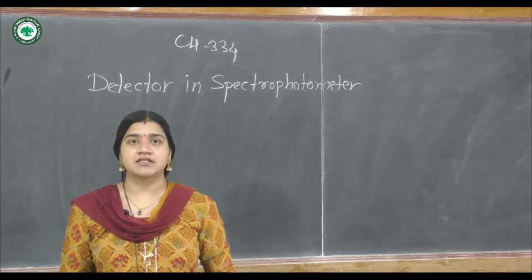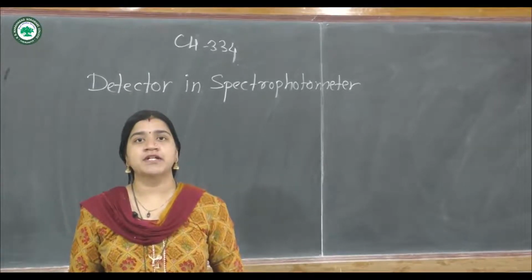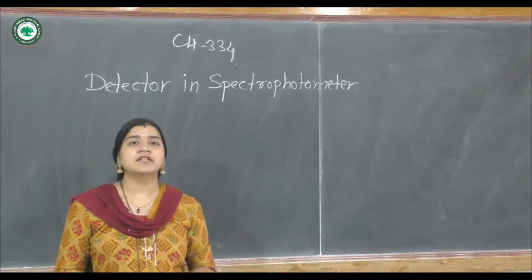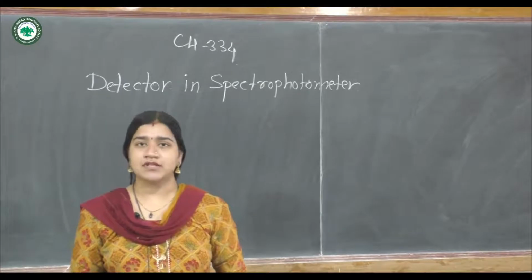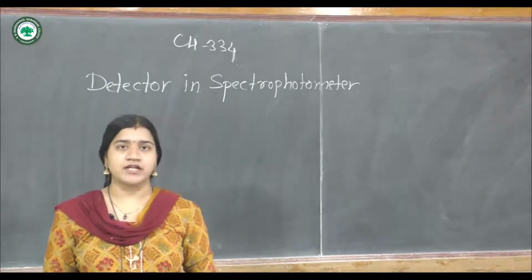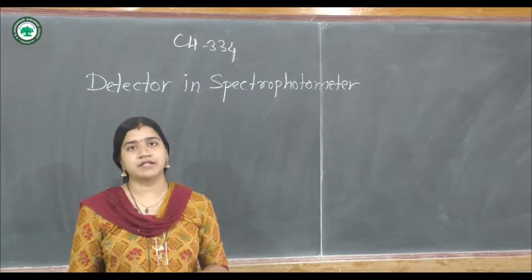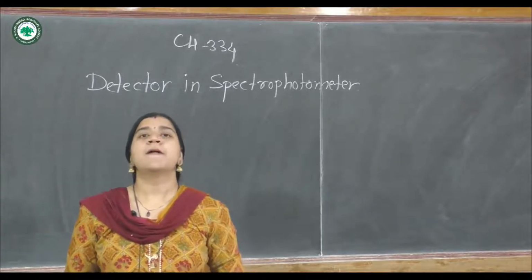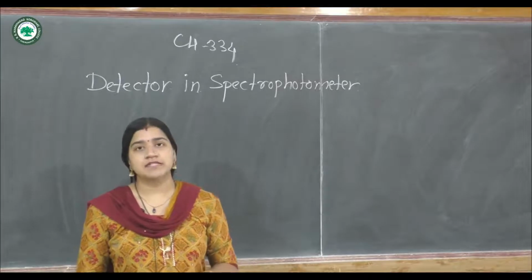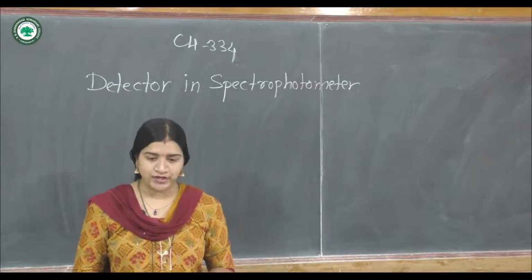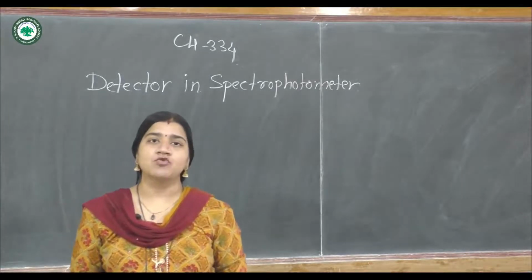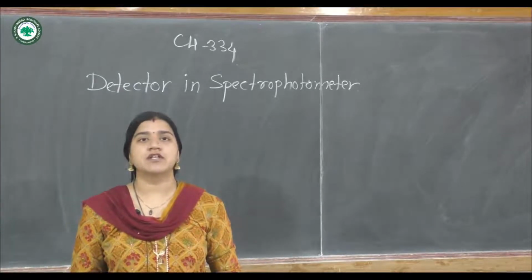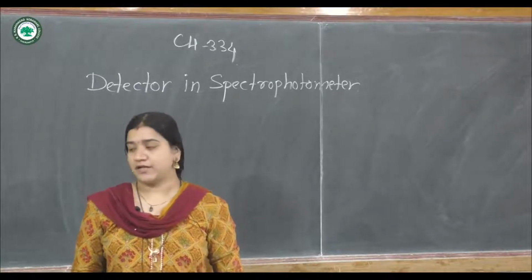In the last lecture, we started with the instrumentation part of spectrophotometry. In case of instrumentation, we discussed the source of radiation, that is the tungsten filament lamp. It is the most commonly used source of radiation. Then, apart from this, we discussed the cuvette and the monochromators, that is the prisms or diffraction gratings which are used as the monochromator.